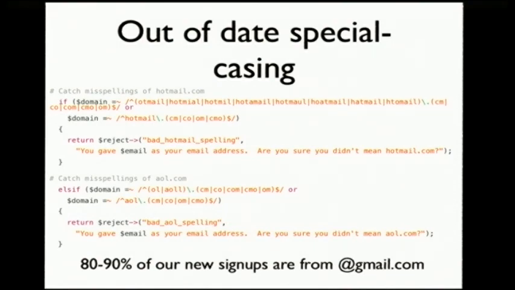Hotmail, AOL. 80 to 90% of our signups are from gmail.com now. We don't actually have the special casing and the typo check for Gmail yet. We do have a bug open for that. That's like next month.